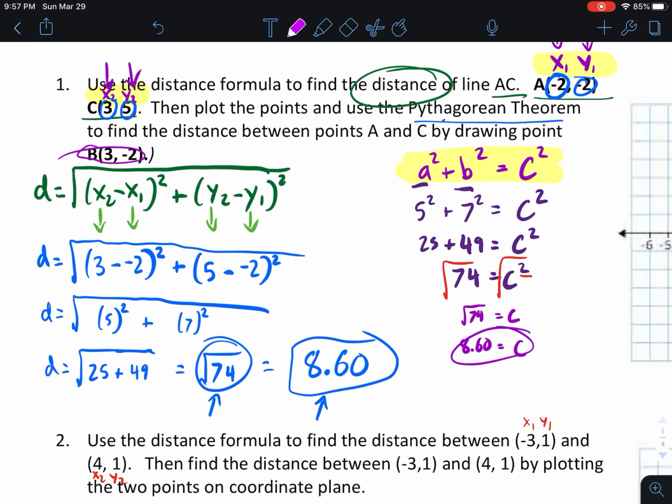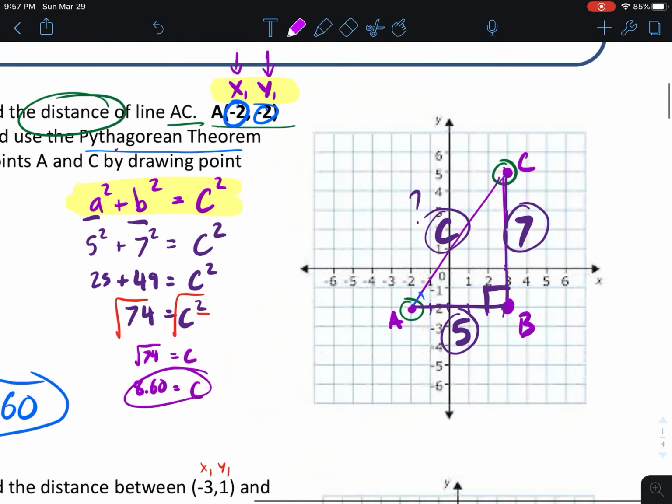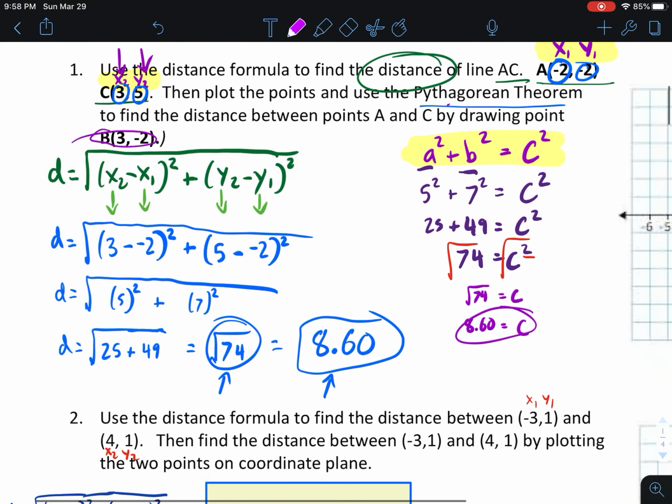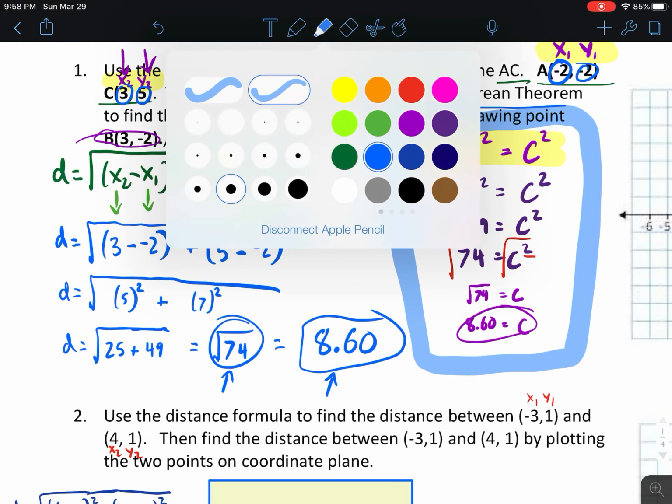Okay? So take a look at these 2 methods. They're both important. You need to know both. But if they give you a graph and you can visualize the points, you can draw them, then my advice to you is just use the Pythagorean theorem. In my opinion, it's a little bit quicker, it's a little bit cleaner. But if you take a look, the distance formula really just comes from the Pythagorean theorem.